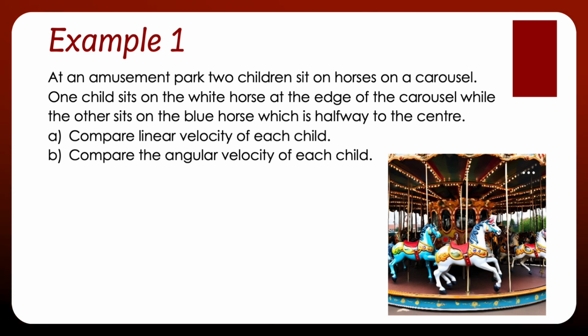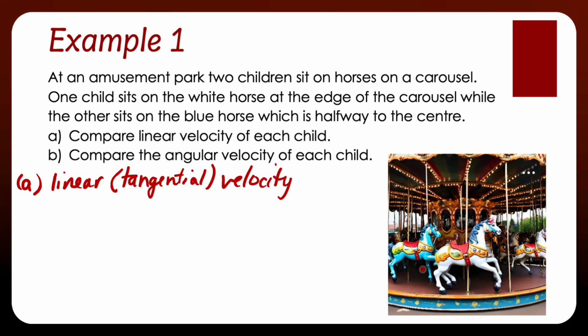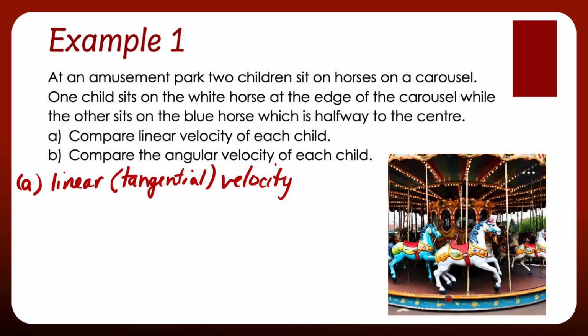I have here a carousel at an amusement park. I've got 2 horses, and you can see that the white one is farther to the edge and the blue one is closer inside. It says compare the linear velocity of each child. The linear velocity is not in a straight line, but I could also call it a tangential velocity. In other words, if the pole holding this horse in place disappeared, how fast is it moving? Without that pole, it's going to travel in a straight line.